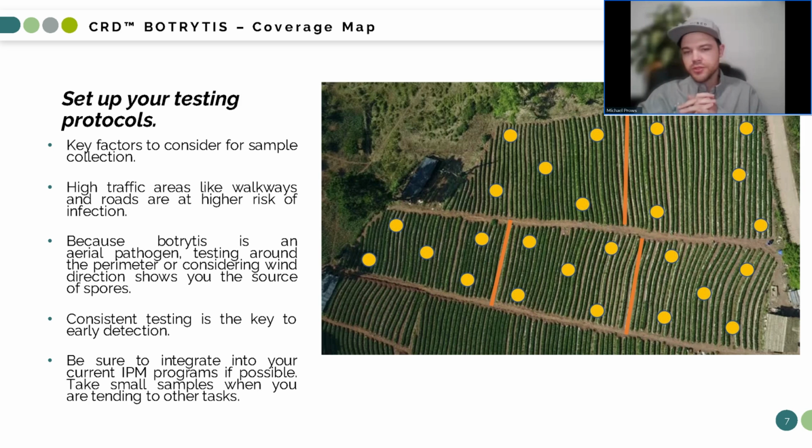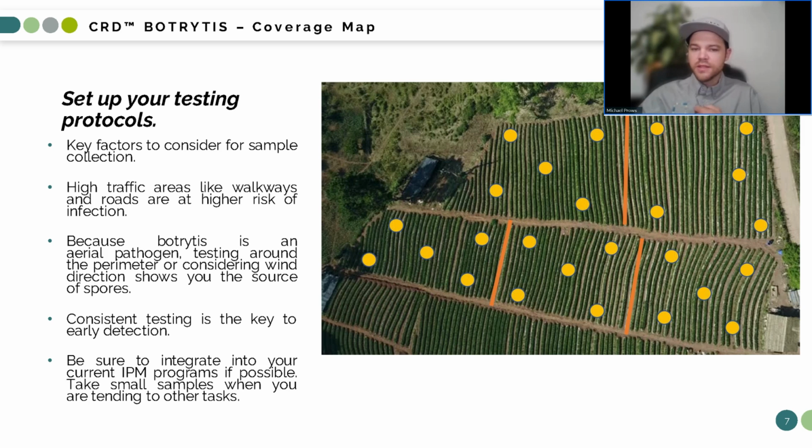It's important to break up your field so that you really get a good understanding of what's going on. Some of the key factors to consider in sample collection are high traffic areas and wind direction. On this farm, there's a road right here, and dust and debris are going to be falling into this plot of land, so we're going to take an extra sample from closer to the roadside. Also consider pathways and ventilation systems in your greenhouse or indoor growing facility.